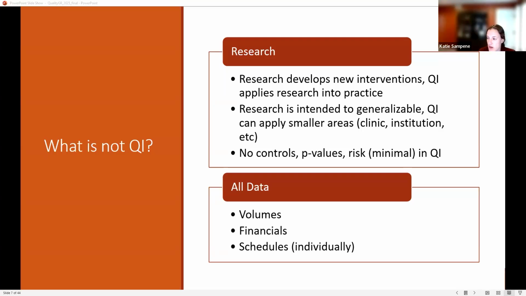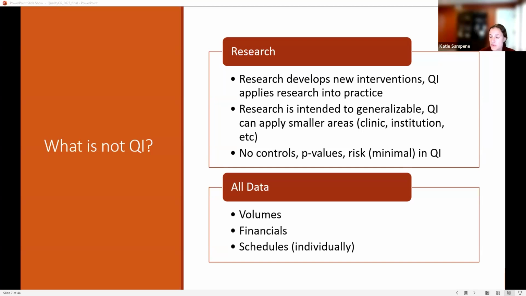There's no p-value, and risk is generally minimal in QI. So obviously in research, randomized trials, et cetera, there may be some risk that's happening. And of course, in research, they want to minimize that as well. But because QI is generally trying to implement what is already known in best practice, it typically is not incurring a significant risk for your population.